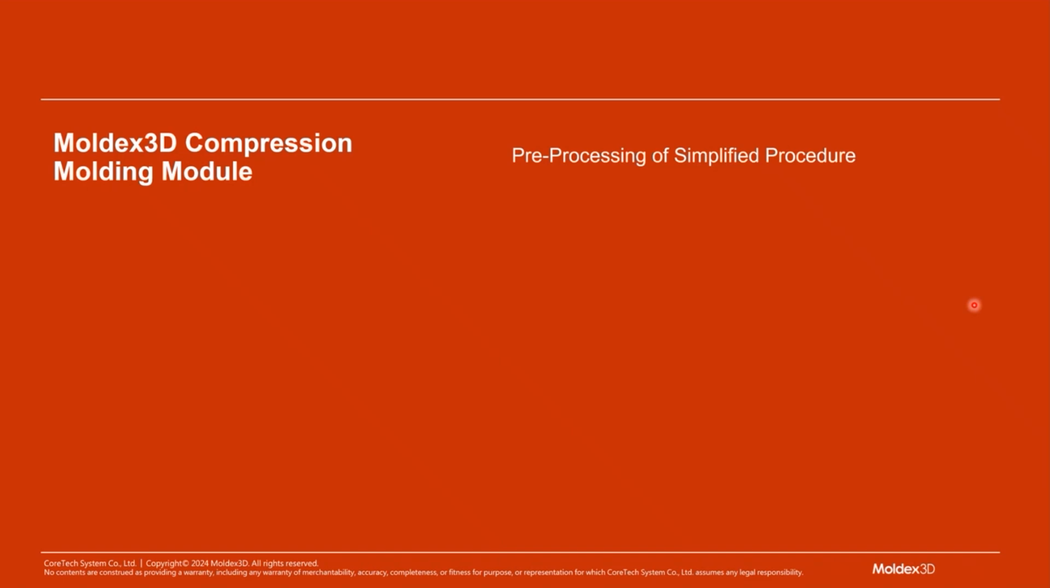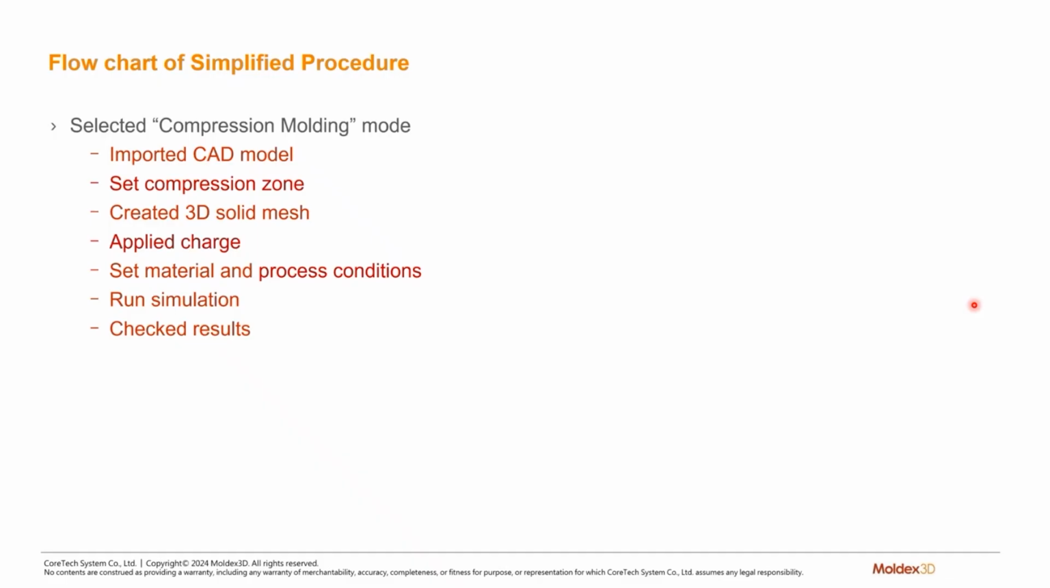So here I will mention the pre-process of the simplified procedure. This is the flow chart of the simplified procedure. First, you import data, and then set a compression zone, create a 3D solid model and a solid mesh, apply the charge, set the material and the process condition, run the simulation, and check the result.